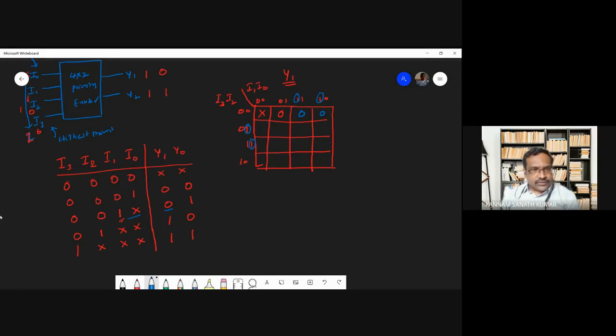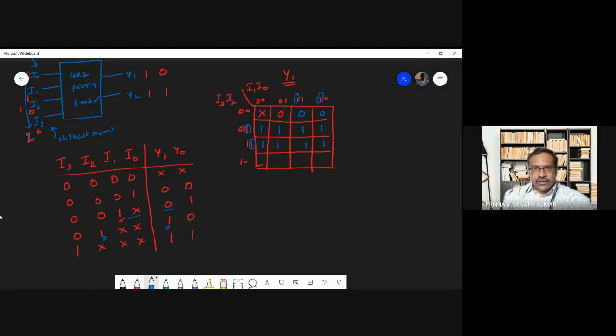See here, this one, I2 is 1. Okay, so I2 is 1 means, okay, I2 is 1. So that means what is the output? 1. So that means these 4, 8 cells are related to I2 equal to 1. So I'm writing 1, 1, 1, 1, 1, 1, 1.